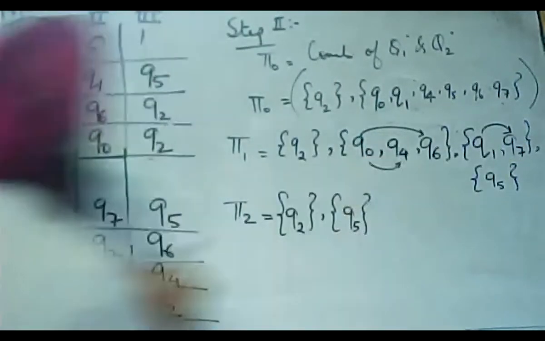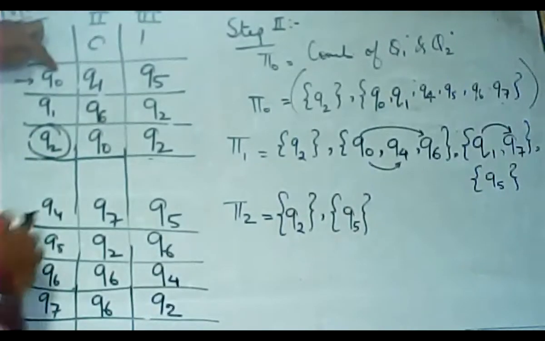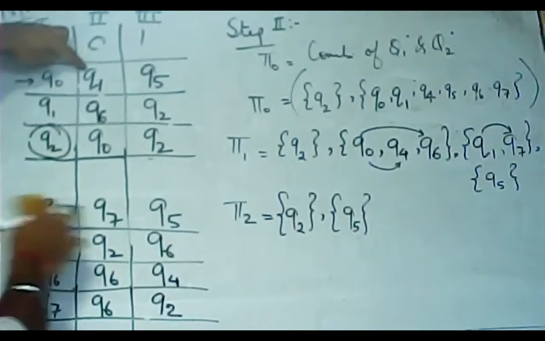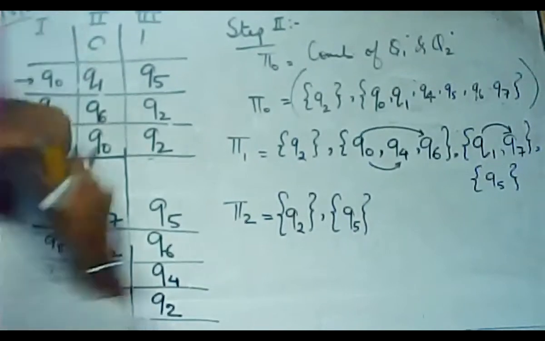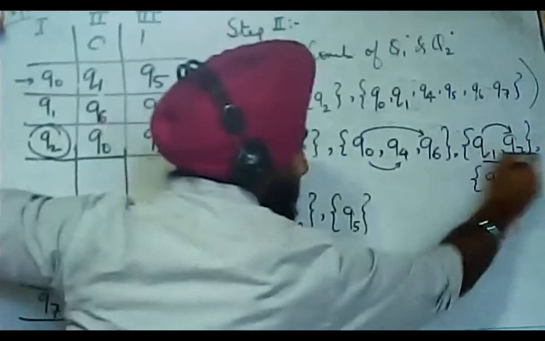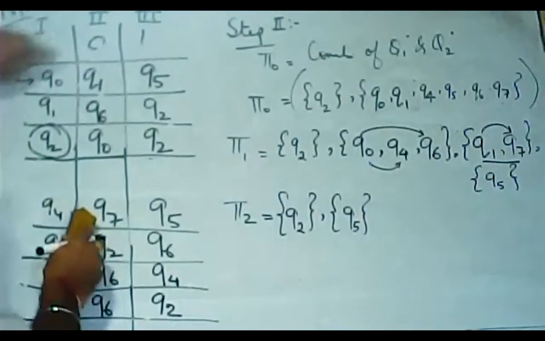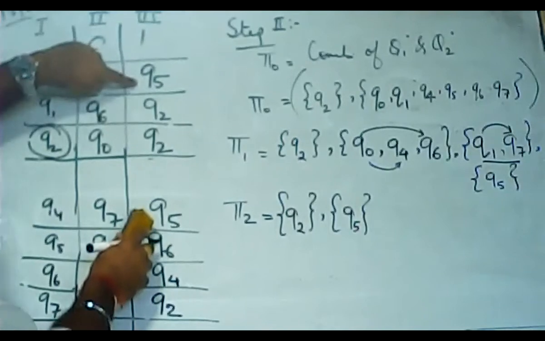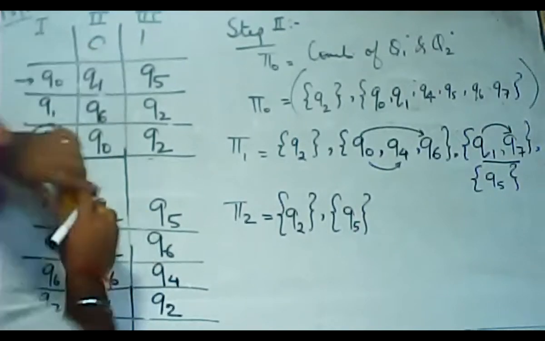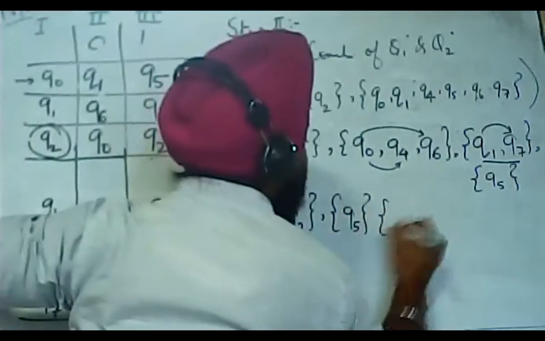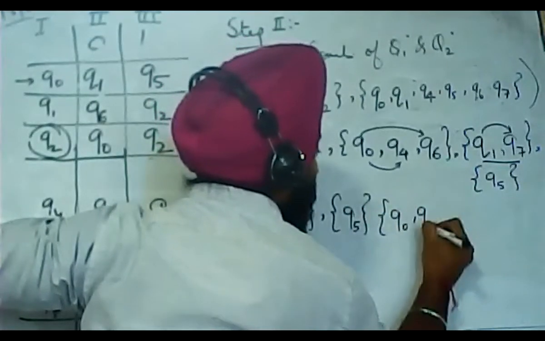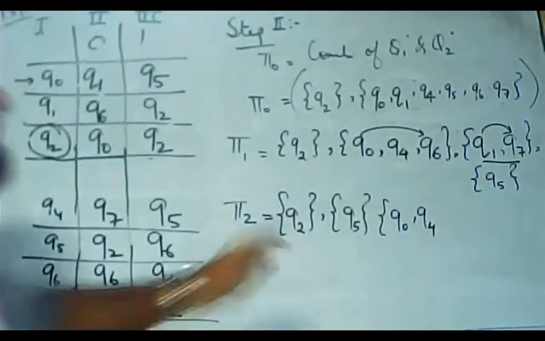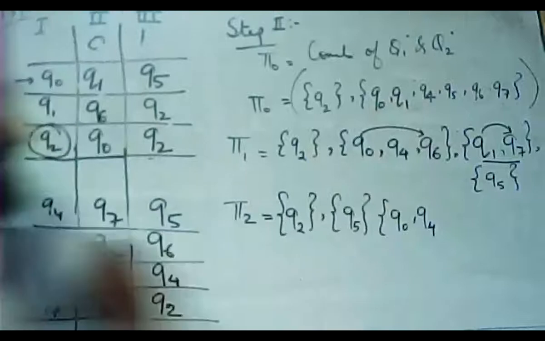So Q naught, Q4. So here is your Q naught and this is your Q4. Upon the processing of 0, it is going to Q1, Q7. Q1 and Q7, it is in same set. So first, no contradiction. Second value, 5 and 5. Again, the value is same. So no contradiction will be there. So you can write it as Q naught, comma, Q4.